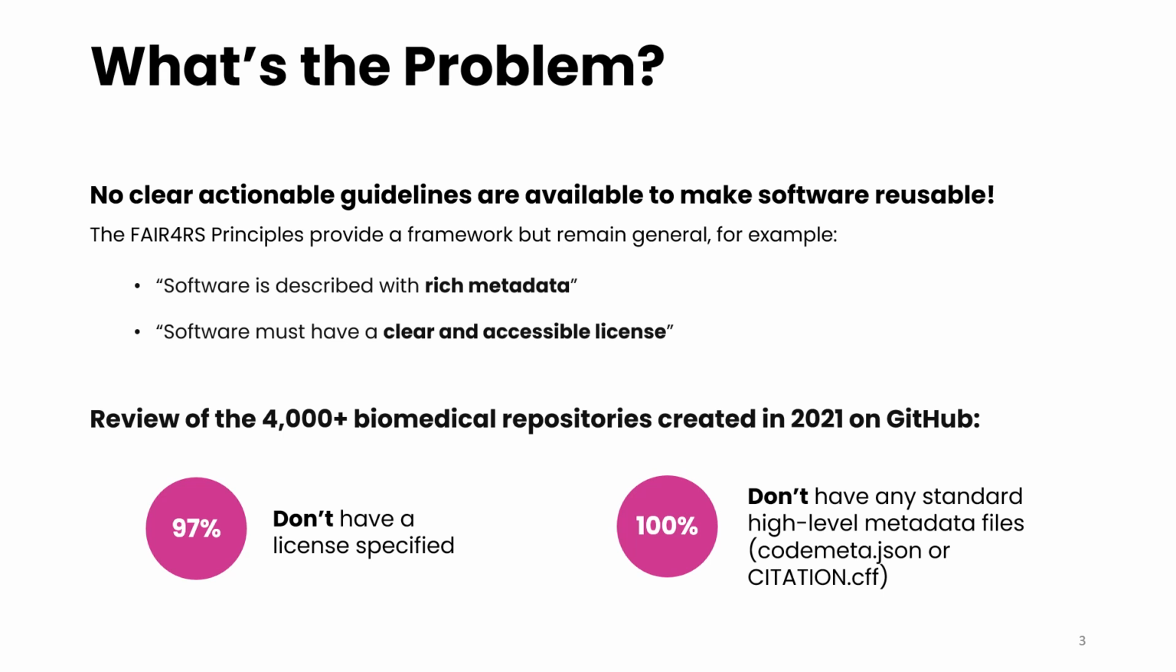It is therefore not surprising that out of the 4,000 plus biomedical related repositories created on GitHub in 2021, 97% did not have a license specified, making them technically non-reusable without potential legal consequences, and also none of them had a standard metadata file included.